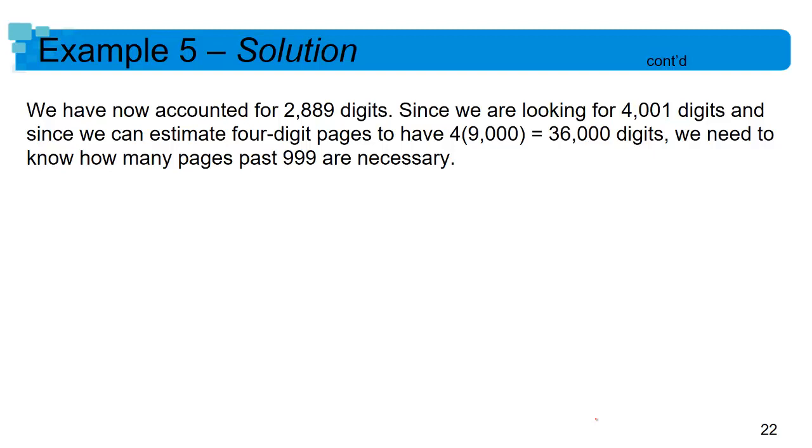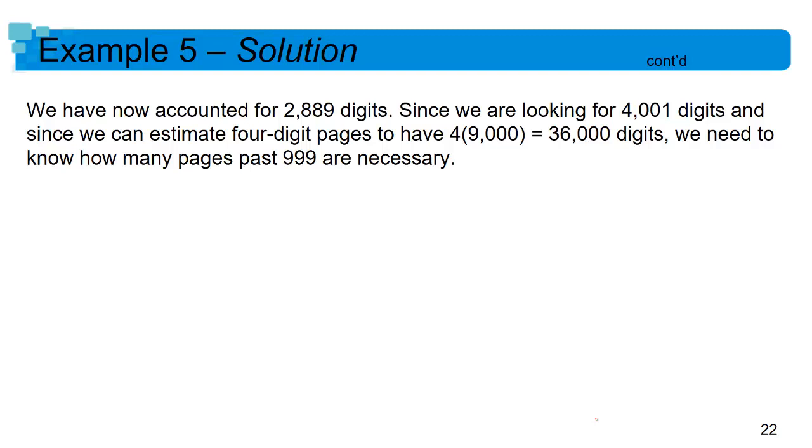That just gets us up to page 999. We're looking for 4,001 digits, so we need more. Well, if we had all of the 4-digit pages, then that would be 9,000 more, because that would take us up to 9,999, but we've already accounted for the first 999, so that'd be 9,000 more pages at 4 digits each. That'd be 36,000 digits. That would be way above the 4,001 that we need.